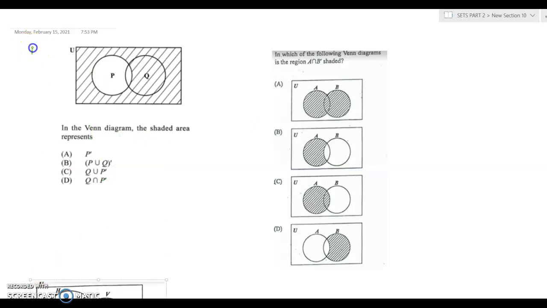And now let's look at number 11. A question just like what we did a little bit earlier. In this Venn diagram, the shaded region represents everything shaded but P. So therefore this is A, P complement. And then number 12, an easy one as well. In the following Venn diagrams, what is the region A intersect B complement?